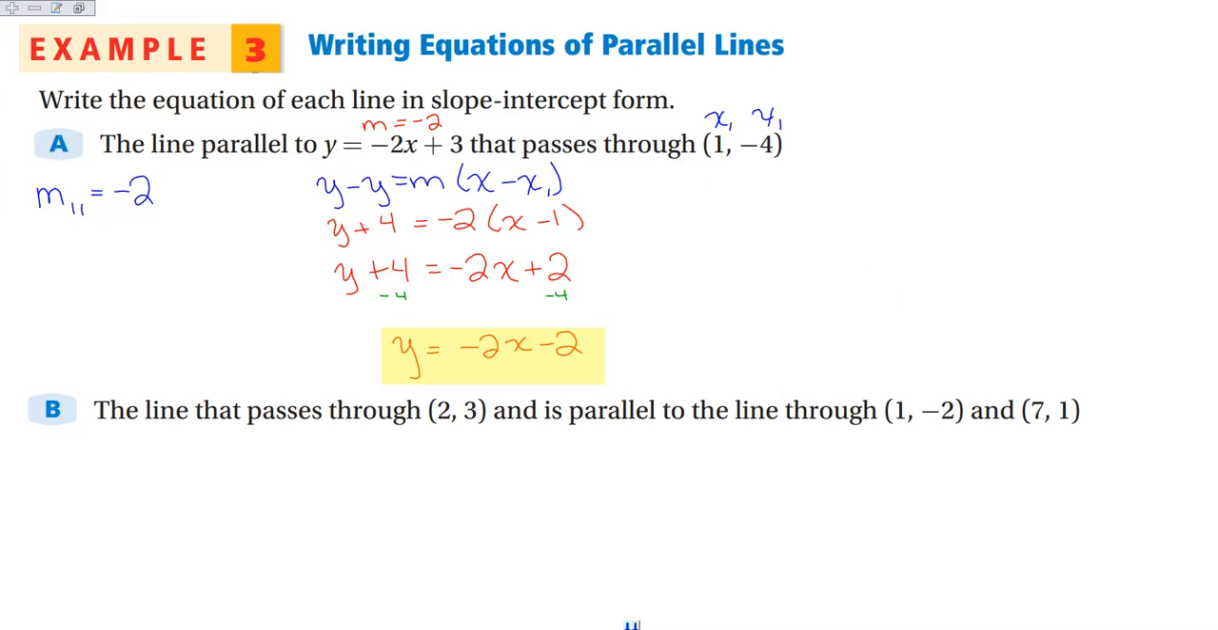And again, when you're given the point and you know the slope, start in point slope and then just solve for y. I promise it will be much easier.